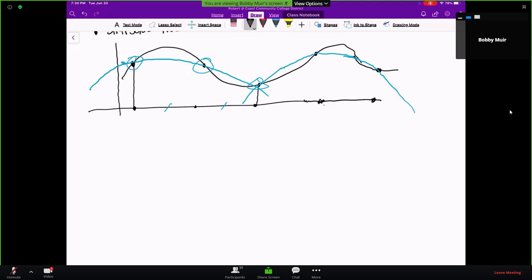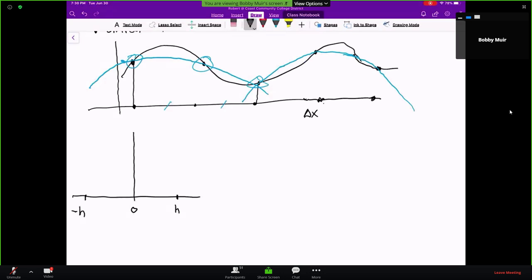Let's say that this approximating parabola, instead, let's write it where it's kind of centered, okay? So this is zero, and let's say that this is an h. It's always traditional with Simpson's rule to use h, because I guess he did. So delta x is now equal to h, okay?